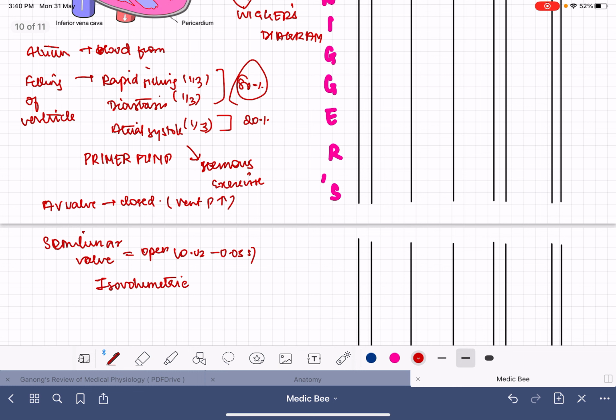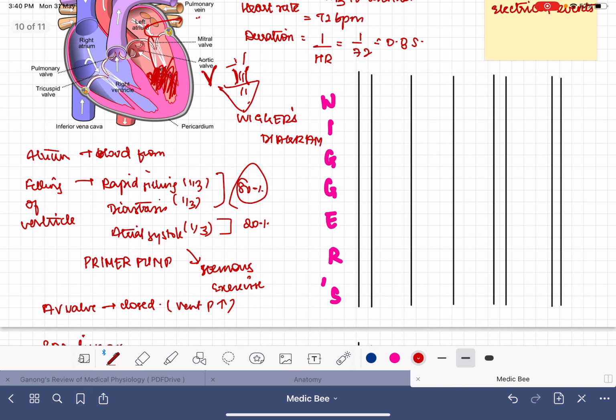For some volume of blood to escape from the ventricles and cause any change, either the AV valve should be open or the semilunar valve should be open. But at this stage, both are closed. There is no change in the volume of the ventricles as they try to contract. So this stage is called the isovolumetric contraction. After the delay of 0.02 to 0.03 seconds, the semilunar valves open.